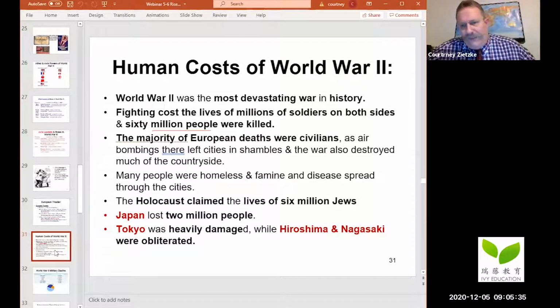The majority of European deaths were civilian, as air bombings left cities in shambles, and the war also destroyed much of the countryside. It was bad. Many people were homeless, and famine and disease spread throughout the cities, thereby killing more people. Now we talk about the Holocaust. The Holocaust would kill 6 million Jews. And Tokyo lost 2 million people in the city of Tokyo. Tokyo was heavily damaged, while Hiroshima and Nagasaki, because of the atomic bombs, were absolutely obliterated.